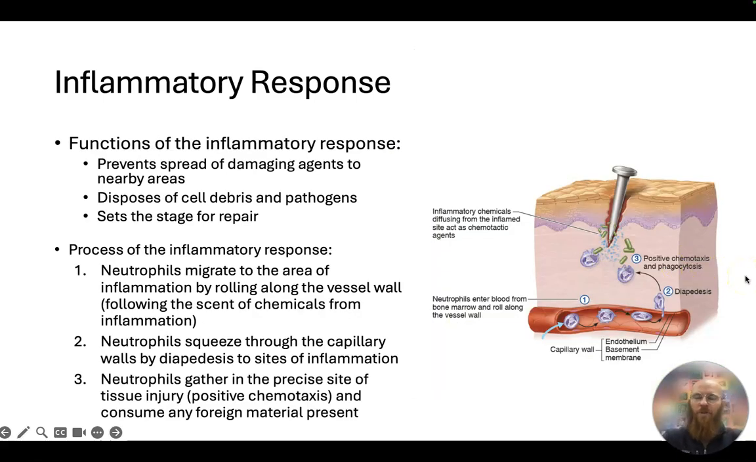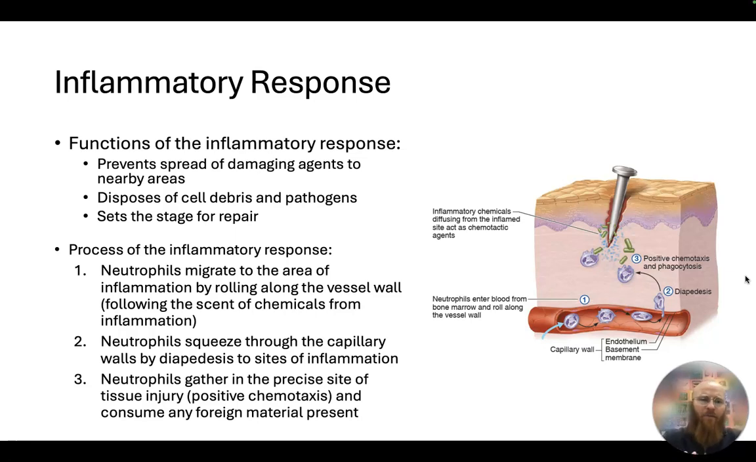So that inflammatory response, what is its function? It's going to help prevent the spread of any sort of damaging agents to nearby areas. We don't want that. We want to keep it centrally located so we can deal with it there. It's going to help dispose of any cell debris or pathogens that we no longer need, if those are cell debris, and that we don't want in our system, if those are the pathogens that we initially set out to address. And it's also going to, in effect, set the stage for tissue repair.